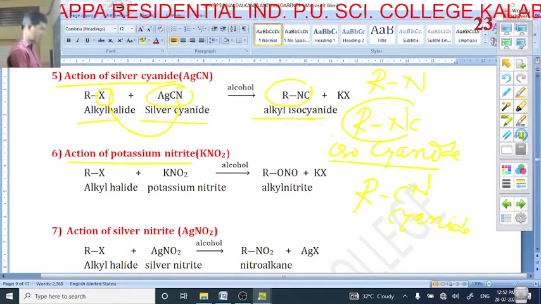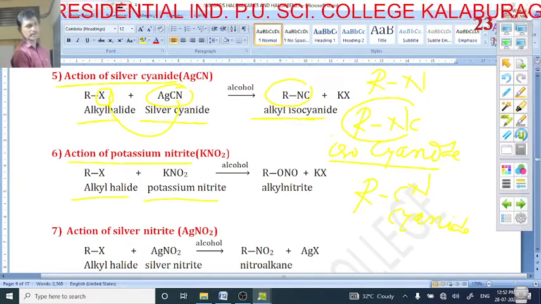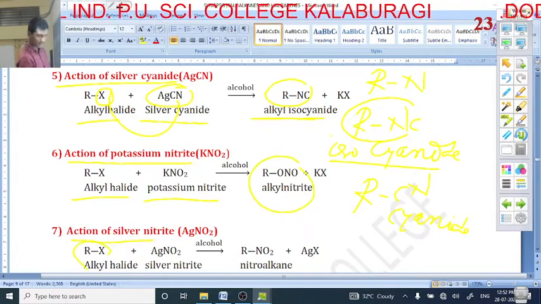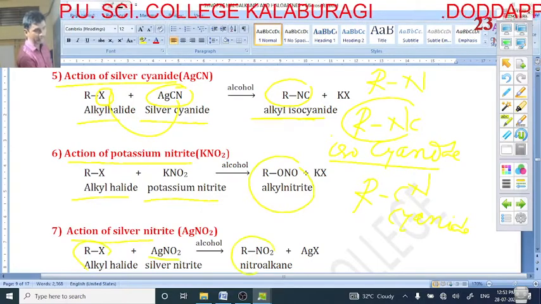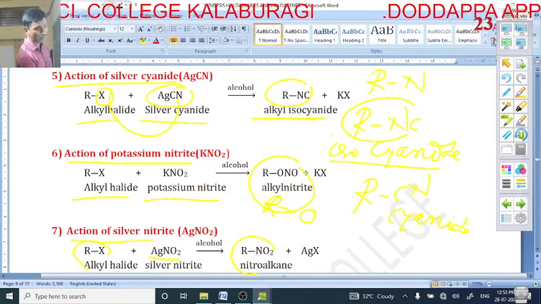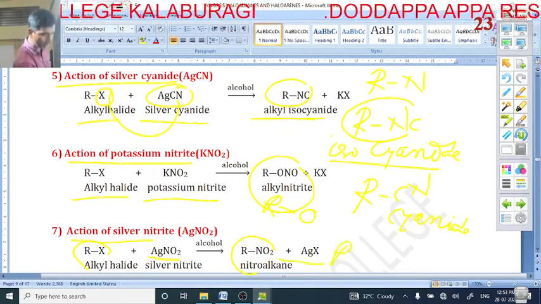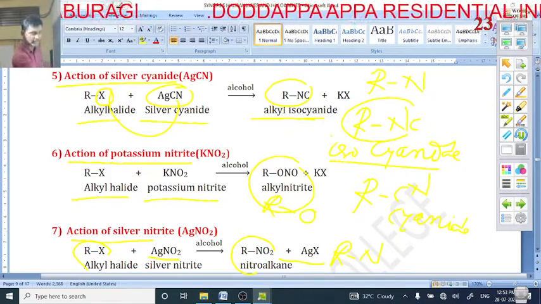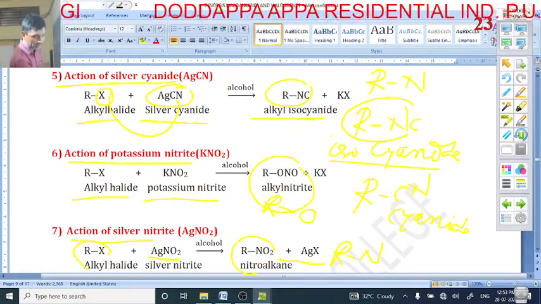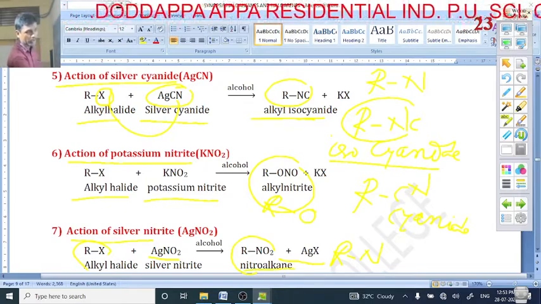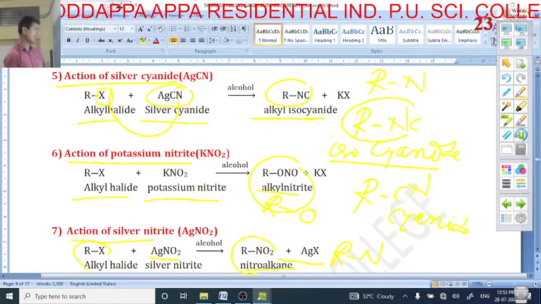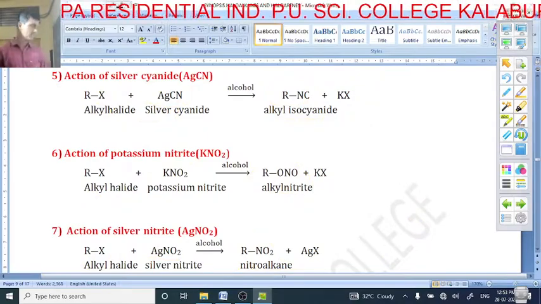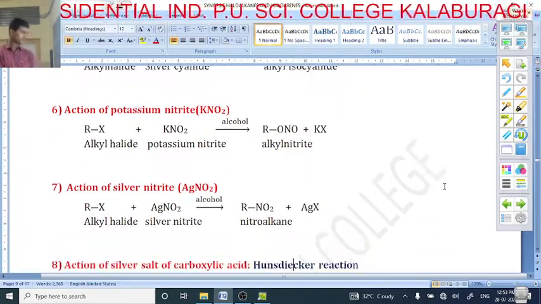Similarly, action of potassium nitrite. Alkyl halide reacts with potassium nitrite. It gives alkyl nitrite. The same alkyl halide reacts with AgNO2. It gives nitroalkane. Here there is a bond between R and O, but there there is a bond between R and N. So the bond between alkyl group and nitrogen is a nitroalkane, and the bond between alkyl group and oxygen is an alkyl nitrite. These are the examples of nucleophilic substitution reaction.